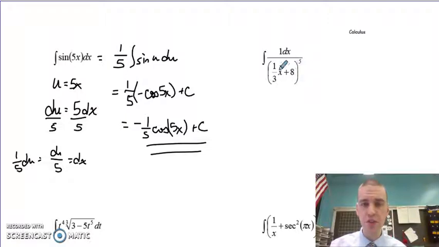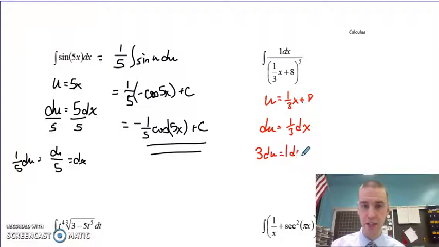So this next one, notice that we have something divided by something to the 5th. So I'm going to say u equals 1/3 x plus 8, du then equals 1/3 dx. Notice that we have a 1 dx here, and we need just the 1 dx, so I'm going to multiply by 3. So 3 du equals 1 dx. So this 3, again, is just a constant. Don't worry about it. We'll bring it out in front. So this is going to equal 3 integral of du over u to the 5th.